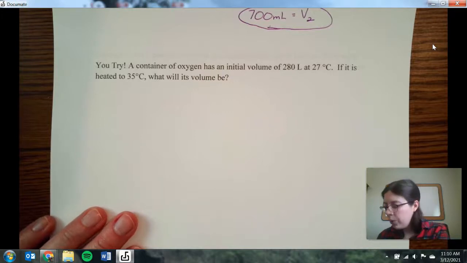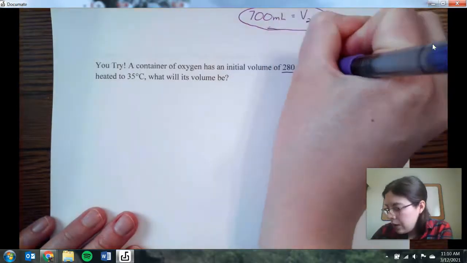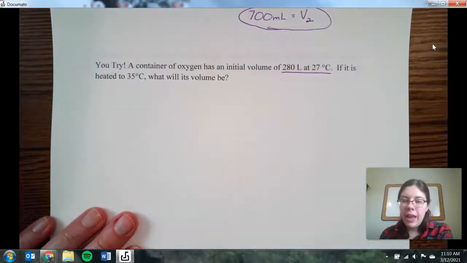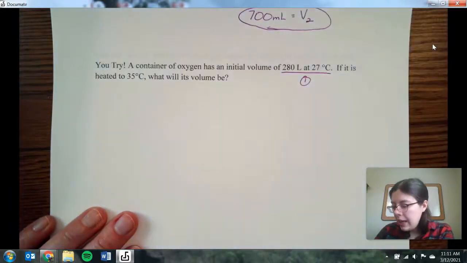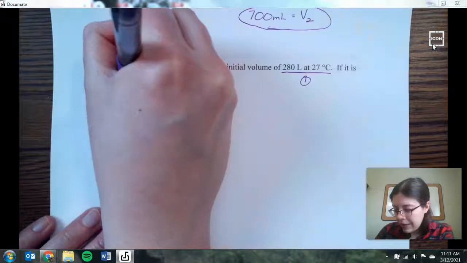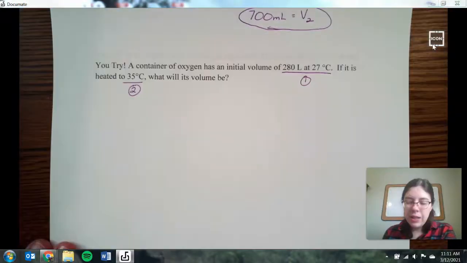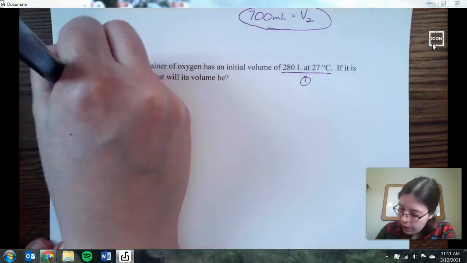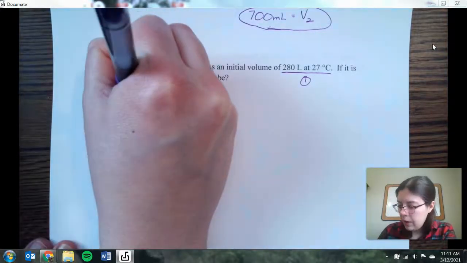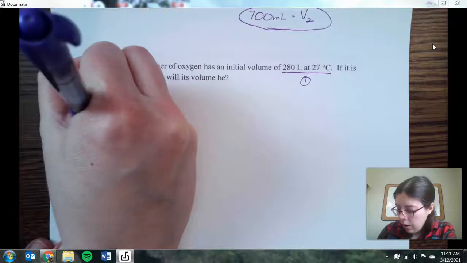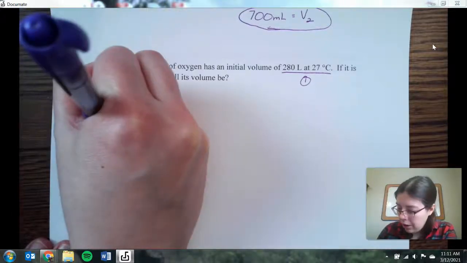Okay, so let's go ahead and work through this. We have our paired values, our initial values of 280 liters and 27 degrees Celsius. Those are our 1s. And then it is heated to 35 degrees Celsius. That's going to be our 2. So let's start writing this down. Our V1 is equal to 280 liters. Our V2, that is our unknown.